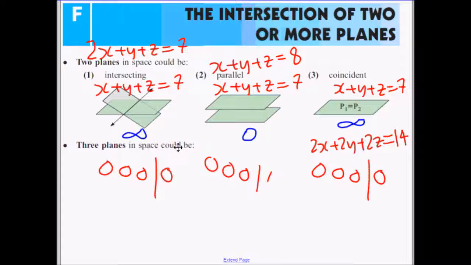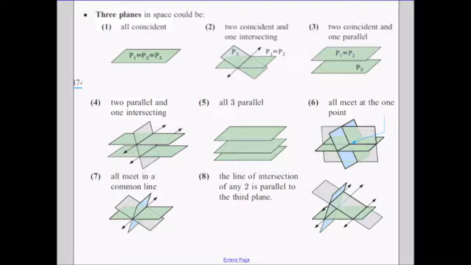3 planes in space. There are 8 different scenarios. You might want to pause the video and see if you can sketch the 8 different scenarios for how 3 planes can be graphed together. Pause the video. Here they are.